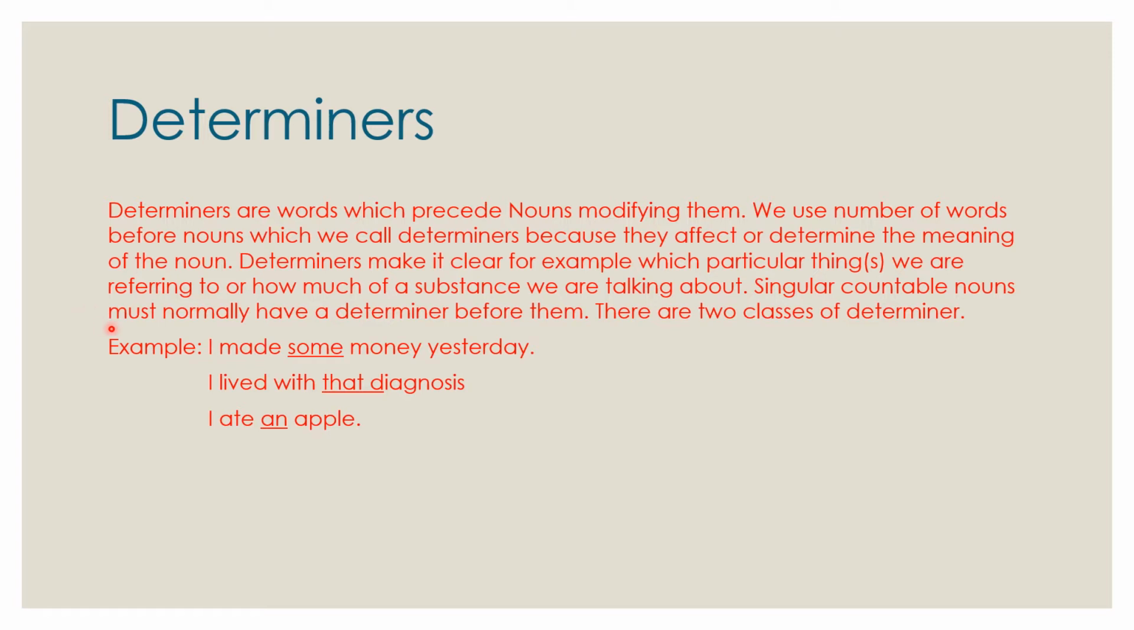Let us understand determiners with the help of these three examples. The first example: I made some money yesterday. The word some is underlined. It is a determiner. It is a word which precedes the noun money. It determines the meaning of the noun. It makes it clear which particular thing we are referring to and how much of the substance or thing we are talking about. So I made how much money? Some money yesterday. So some is the determiner.